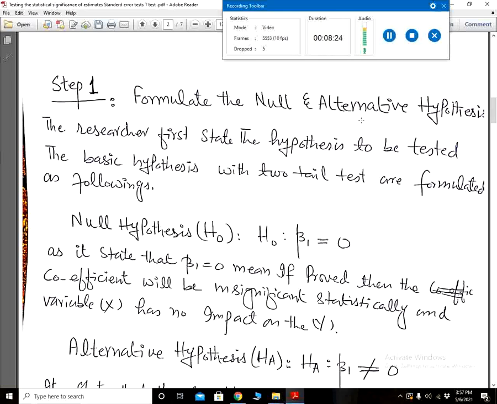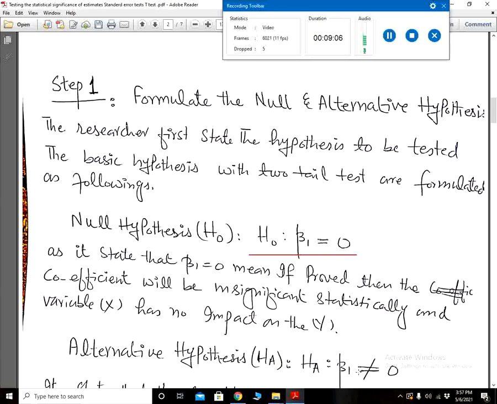Slide. Step 1: Formulate the null and alternate hypothesis. The researcher first states the hypothesis to test the basic hypothesis with a two-tailed test, formulated as follows. Basically we will formulate a two-tailed test, and we will distinguish between two-tailed and one-tailed tests a step ahead. Here we see that the null hypothesis H naught is that beta 1 is equal to 0, meaning that beta 1 cap is estimated from the population where x1 has no significant impact on the y.